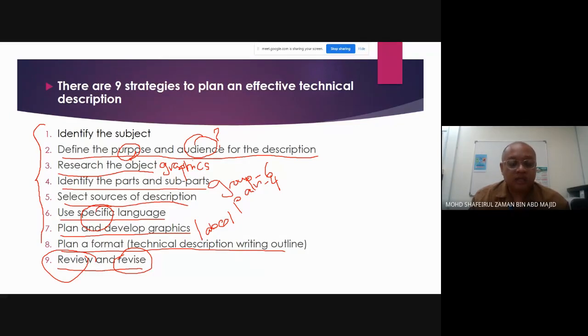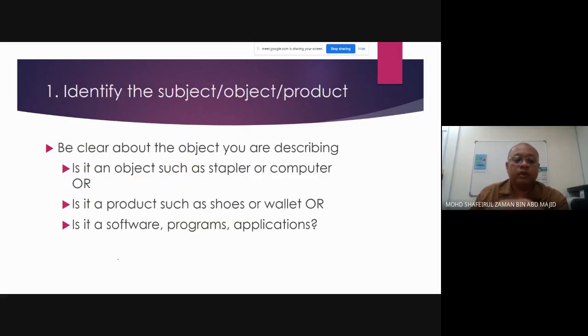So how to revise? If there is a spelling mistake or grammatical mistake, you can redo it. Or maybe somehow your points are not relevant at all, then you can take out the point regarding the product. So those are the 9 strategies when you're planning for an effective technical description. We are going to go into detail on each and every one of them.